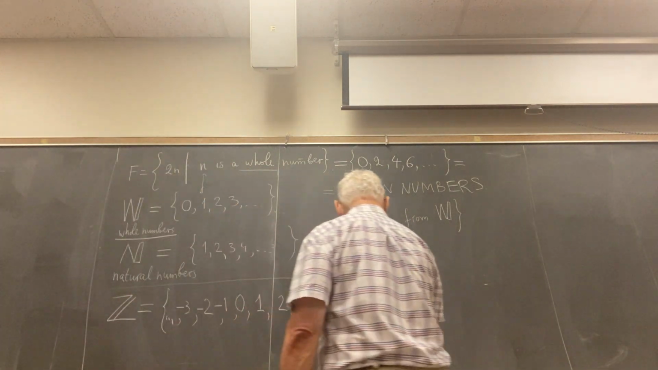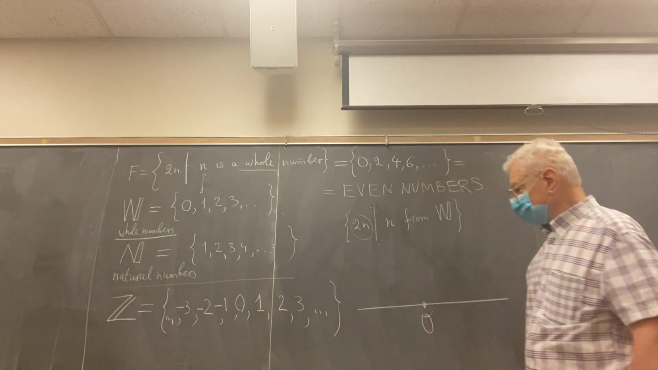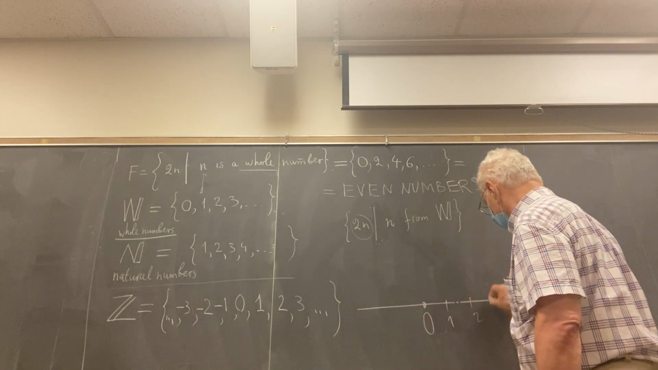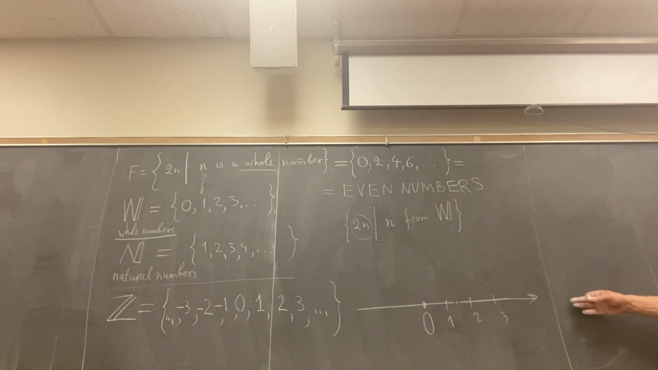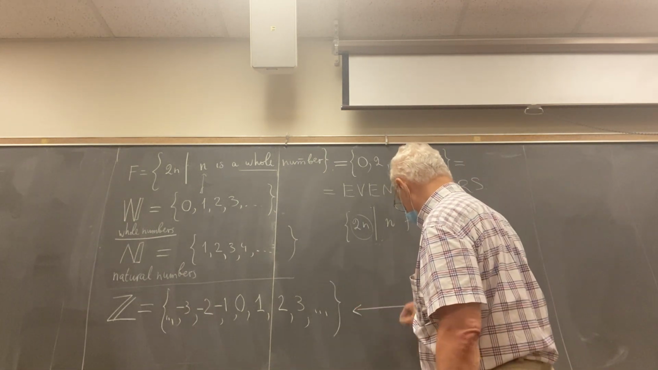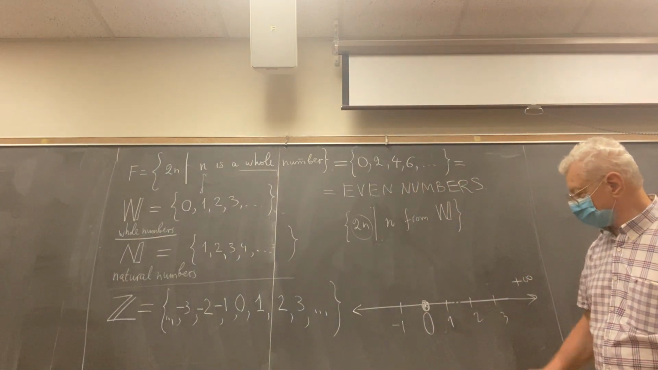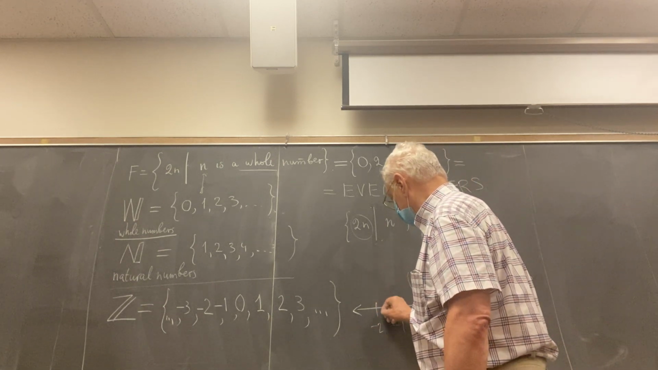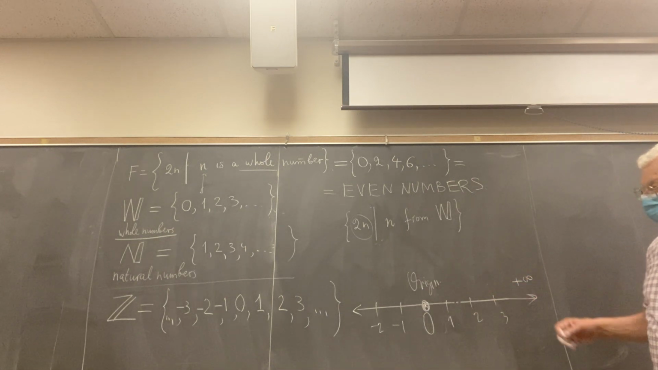And the picture of that is as follows. You draw a line, you mark 0, which is called the origin. And then you mark 1, 2, 3, and so on, and you draw the arrow. That is the positive direction, going to plus infinity. And in the other direction, I mark negative 1, negative 2, negative 3, and so on. You have a grid, an infinite grid in both directions.